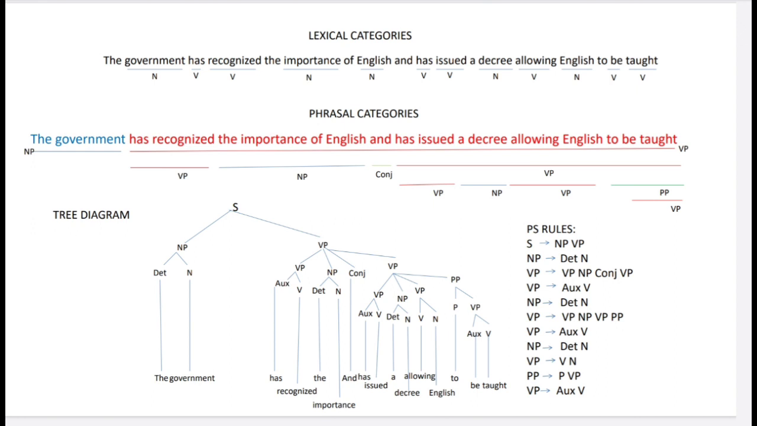So the sentence, the government has recognized the importance of English and has issued a decree allowing English to be taught. It is a complicated sentence. Now the first one, we identify the noun phrase and the verb phrase. The noun phrase here is the government, and the verb phrase here is has recognized until the end. And on the verb phrase there is structure. Under the verb phrase, the structure is verb phrase, noun phrase, conjunction, and verb phrase.